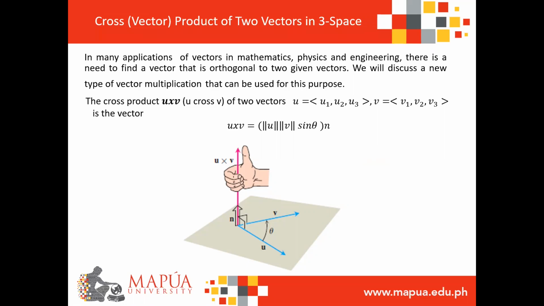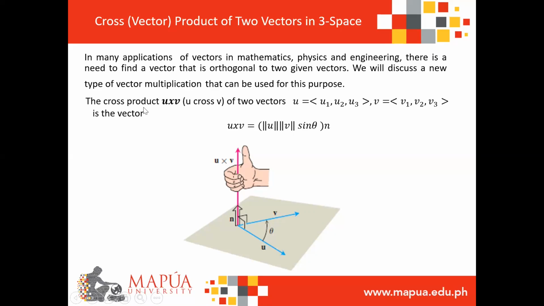It says here, in many applications of vectors in mathematics, physics, and engineering, there is a need to find a vector that is orthogonal to two given vectors. We will discuss a new type of vector multiplication that can be used for this purpose.